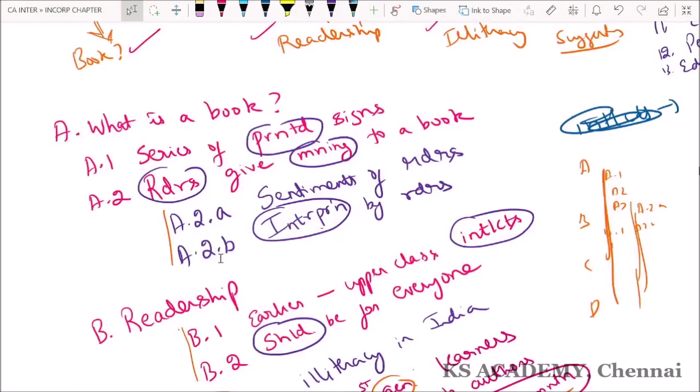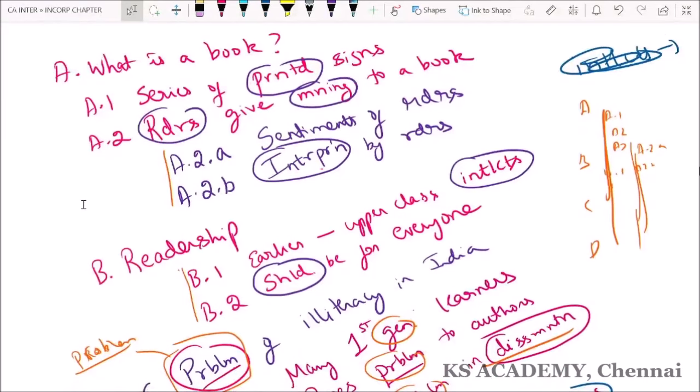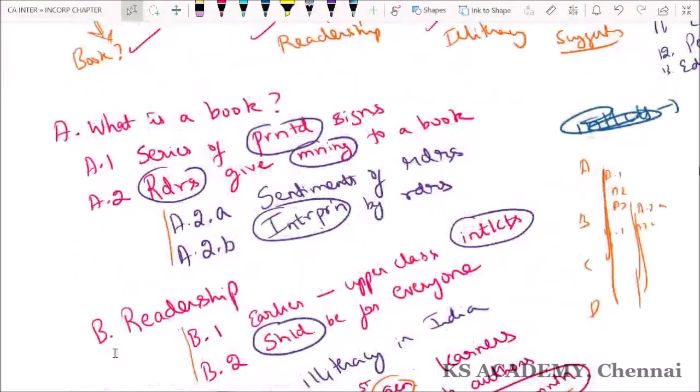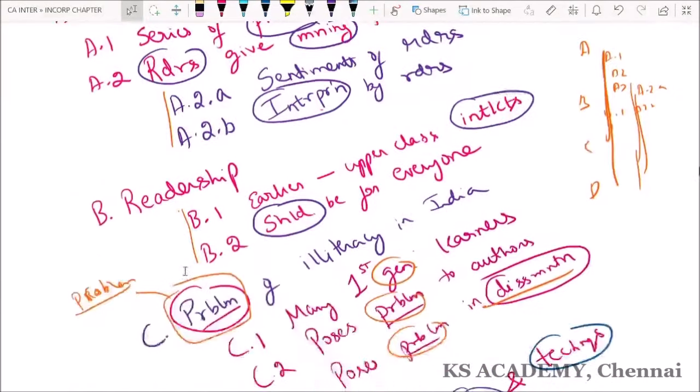Sir, I don't want all these things. A2B only is enough. Other things I don't want to make in a note. Means you can write 1, 2, 3 and here also 1 and 2. Here small a, small b, your wish. And mind you guys, A, B, C should be in one single line. A1, A2, B1, B2, that should be in a single line.